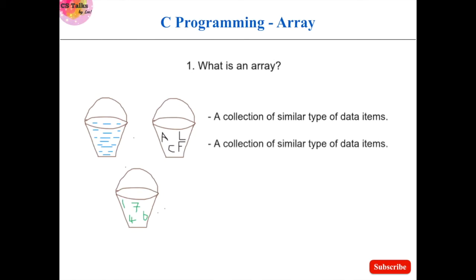Say for example, if you want to store 5 integer values in a single variable, then you can create an array for it. So this array is the basic and simplest form of data structure where each element can be accessed randomly by using its index number.